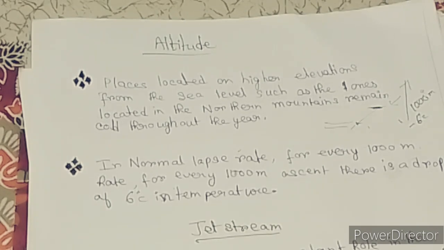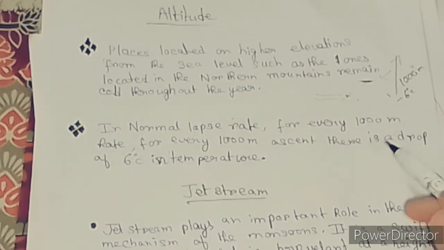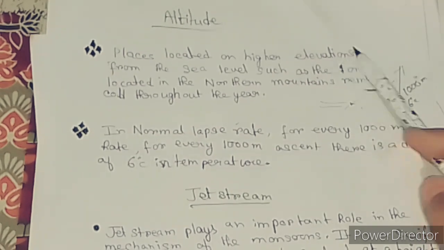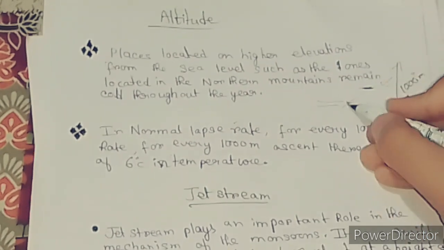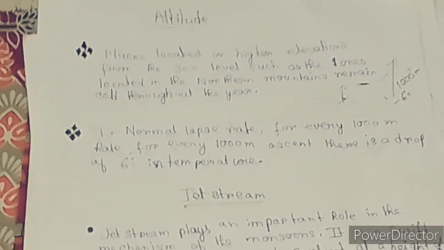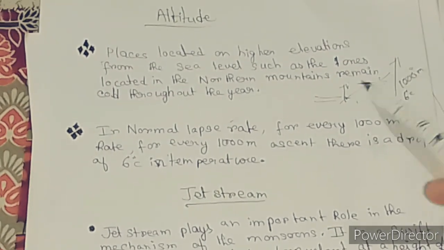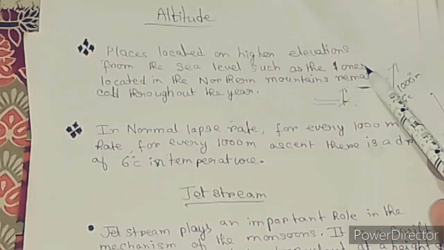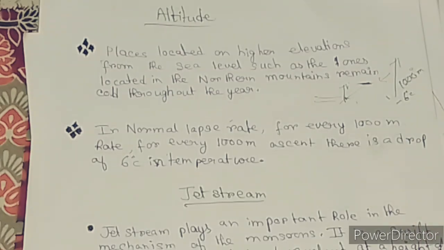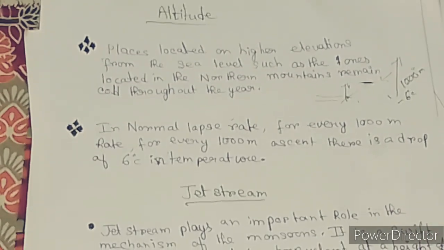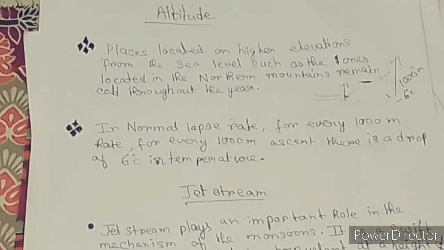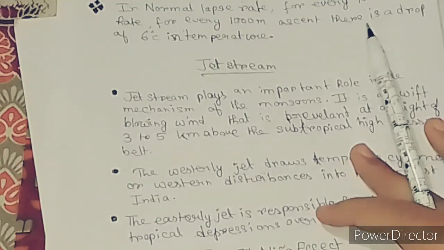It is very important to know, and it is also relevant for this point, because as you go upwards from the sea level, it becomes colder for every 1000 meters. So it is saying places located on higher elevations from the sea level, such as the ones located in the northern mountains, remain cold throughout the year. So this point is very important. Now we'll read about the jet streams.